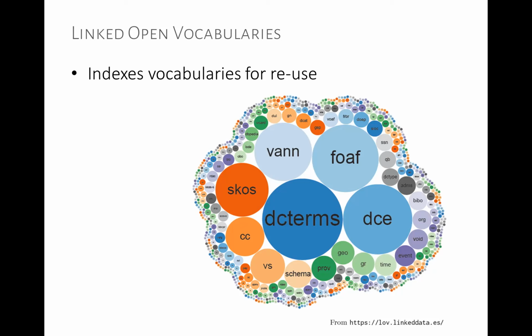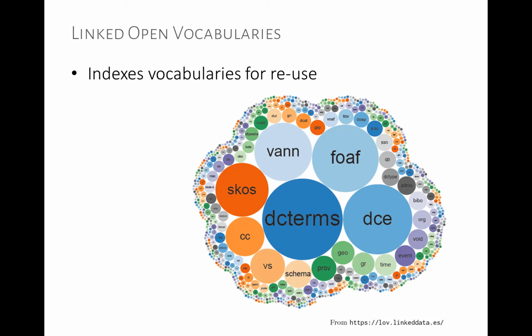This is the namespace or the commonly used local name for the vocabulary. And the size, how big the circle is, shows how many different websites, how many different domains are using that vocabulary on the web. So we see that the most common vocabulary used is something called DC terms, Dublin Core terms. This is DCE, which is Dublin Core Elements.